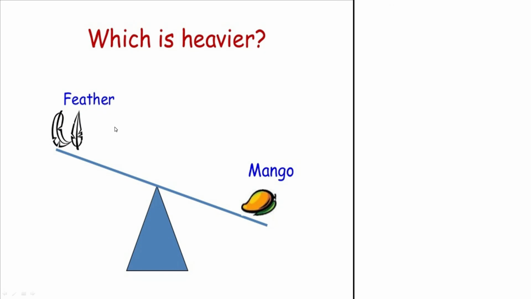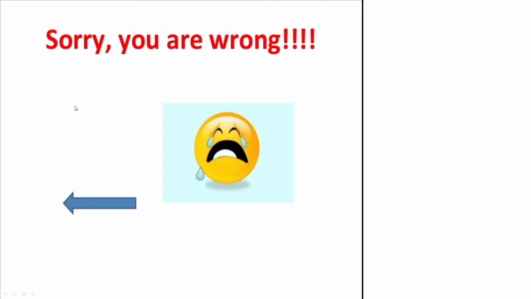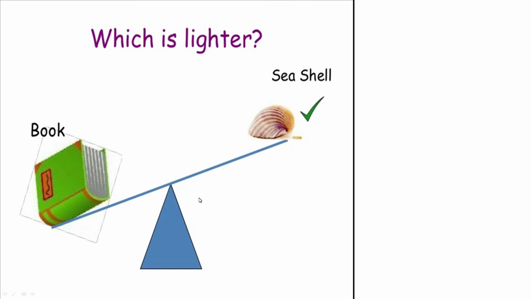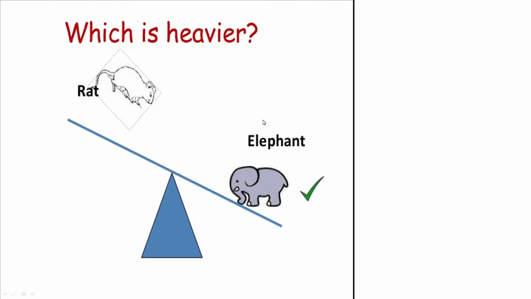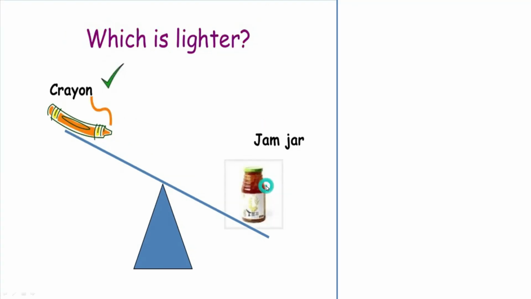Now, which is heavier, feather or mango? Let me check it. Oh, sorry, you are wrong. Now let us see which is lighter. Yes, Cecil. Which is heavier, elephant or rat? Yes, correct. Which is lighter? Crayon. Thank you, children.